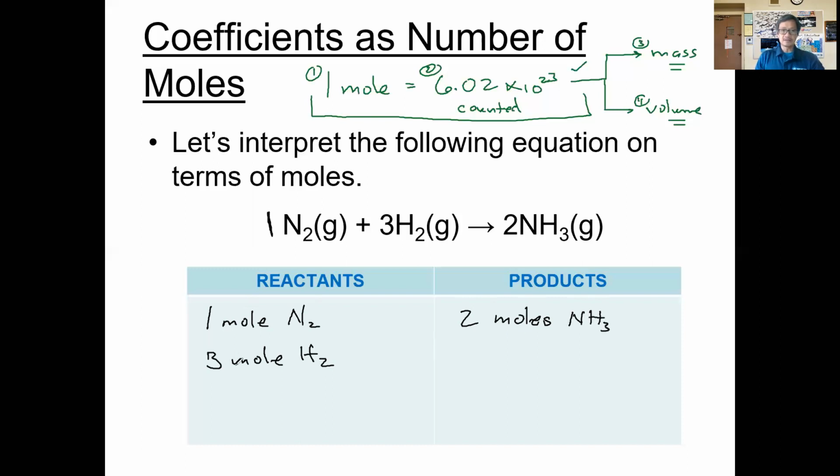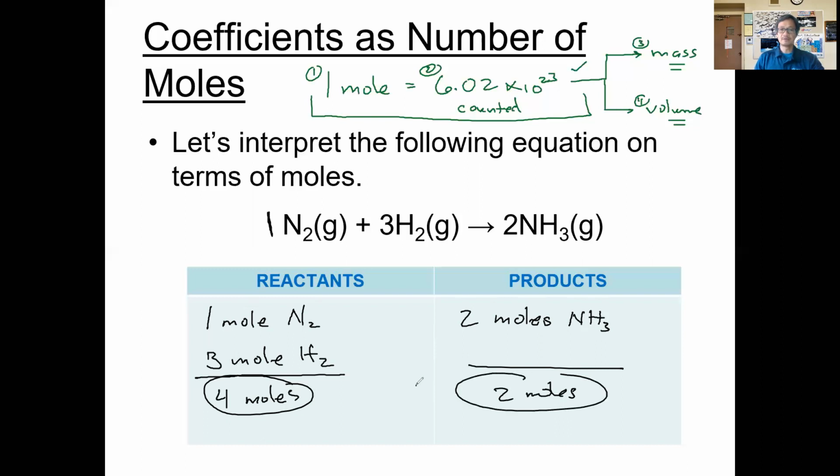All right, so with that said then, if you take a look at this, we total up the number of moles. So we have a total of 4 moles on the left, but we only have 2 moles on the right. Okay, and so with that said, the number of moles on either side do not equal. Again, the number of atoms have to be equal, but not necessarily the number of moles. Make sure you keep that in mind. So that's where we left off yesterday.